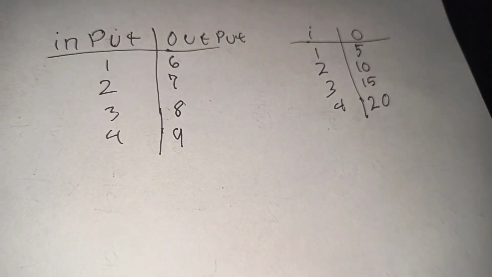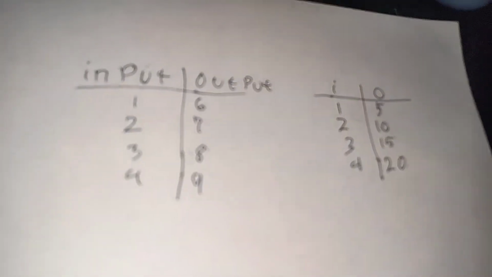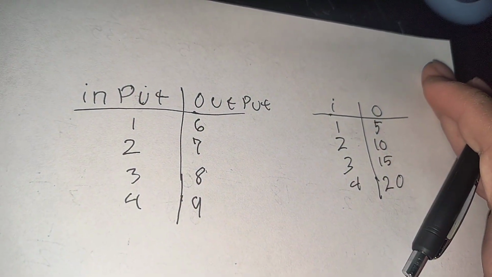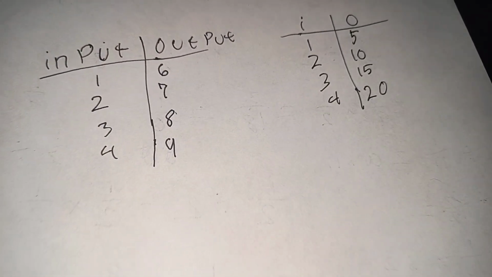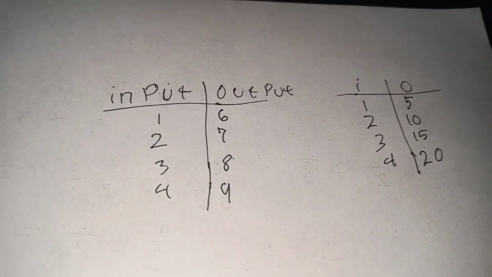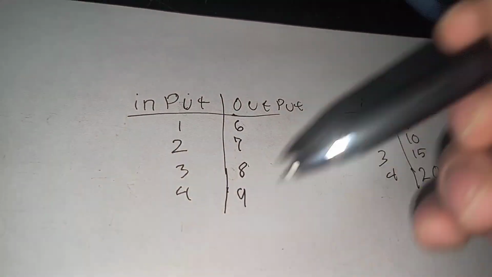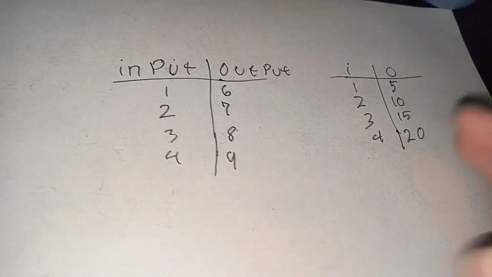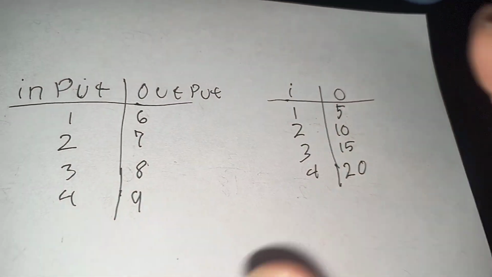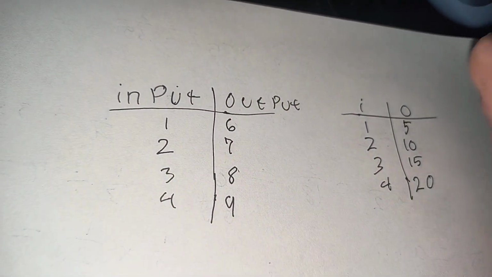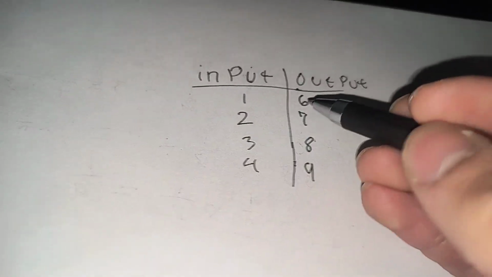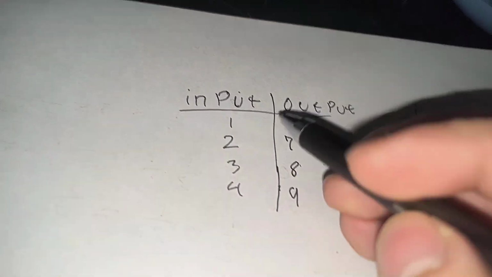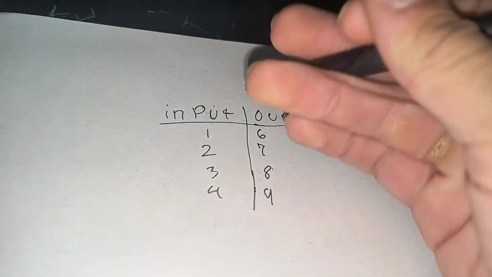Okay. Well, how do we know which one is multiplicative and which one's additive? Okay. Well, the way you can tell which one's multiplicative and which one's additive is by subtracting.